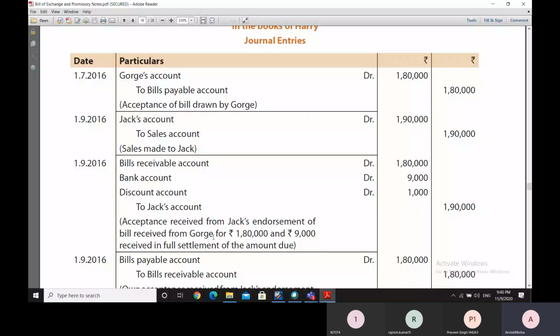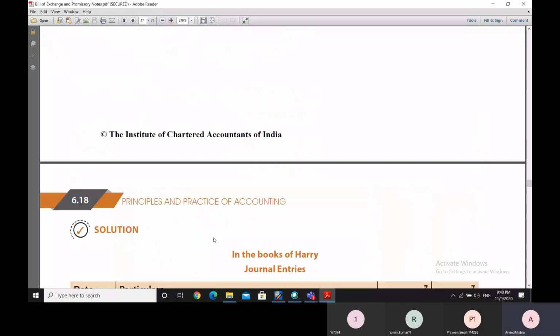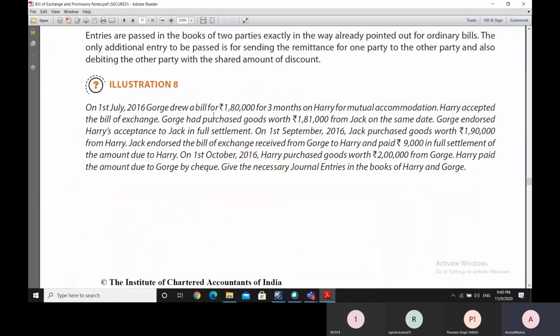Now George had, here, let us see the question. George had drawn a bill. Now then it was accepted by Harry. George had purchased goods worth 1,81,000 rupees from Jack, and George had endorsed the Harry's acceptance to Jack. So Harry's acceptance has been received, and here he has endorsed that acceptance to Jack in full and final settlement.